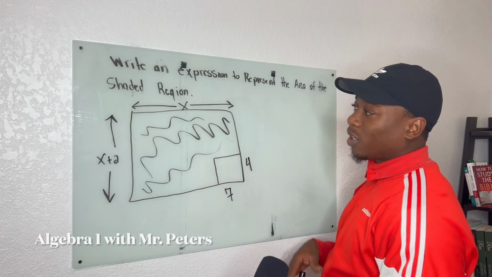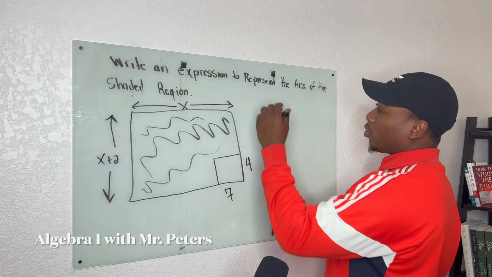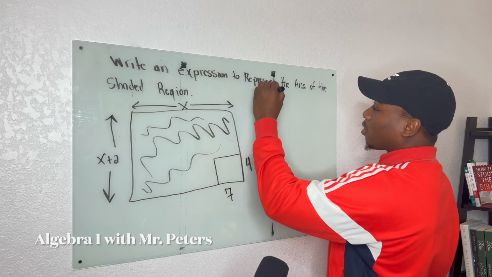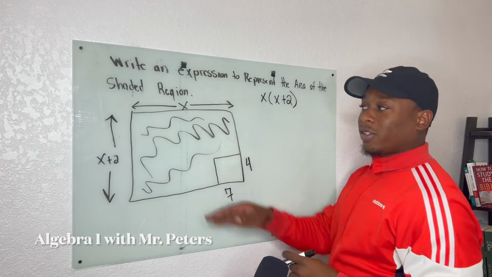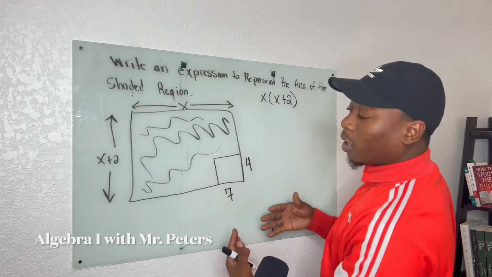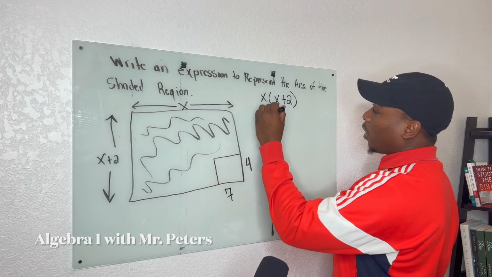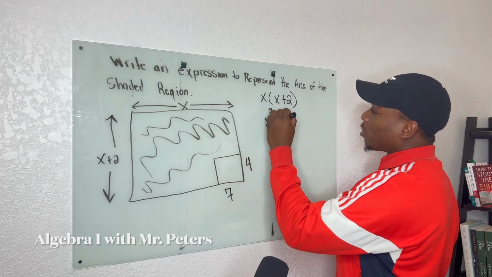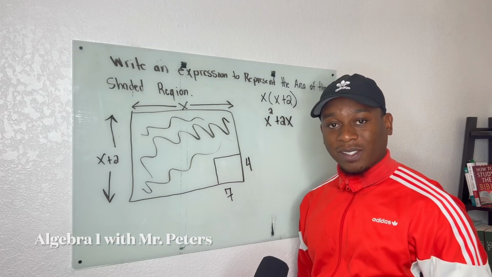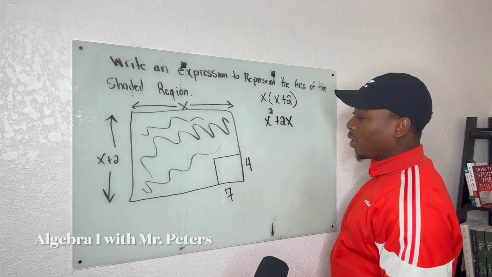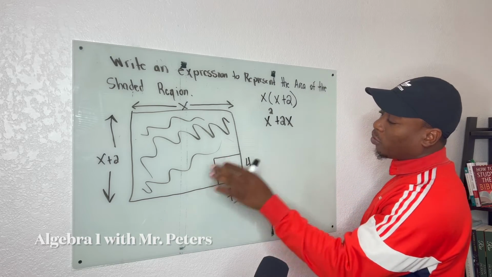So what we're going to do, guys, remember, we're talking about length times width. So we would multiply x times x plus 2. Because obviously, this is going to give us the whole entire area for the entire rectangle. So once we do that, we're going to get x squared plus 2x. Right, that's it, guys. X squared plus 2x.